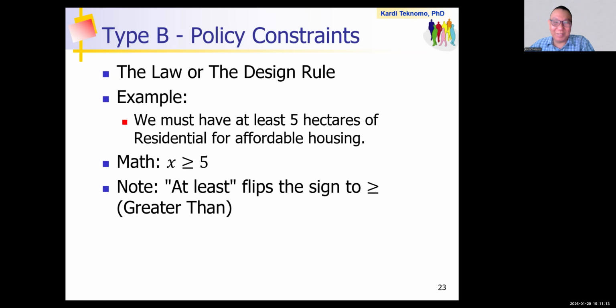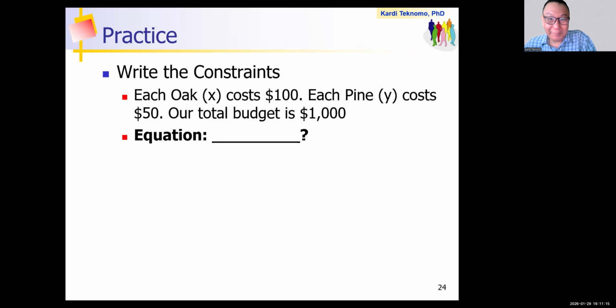Okay, let's practice again so that you can get the idea. Say we need to double the number of pines compared to the oak. Can you write the constraint equation here? Each oak, X, costs 100. Each pine, Y, costs 50. Your total budget is only 1,000.